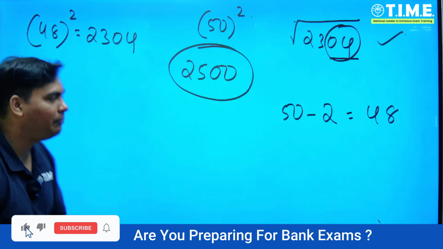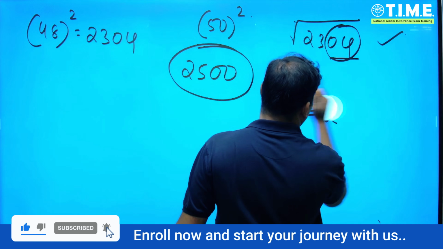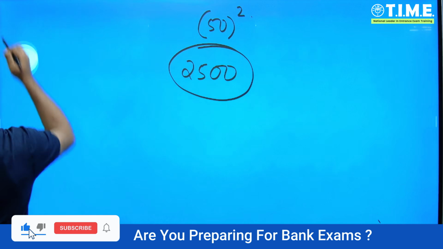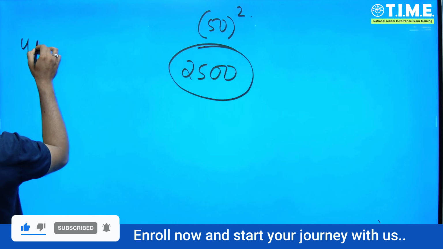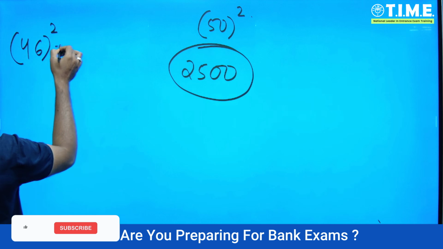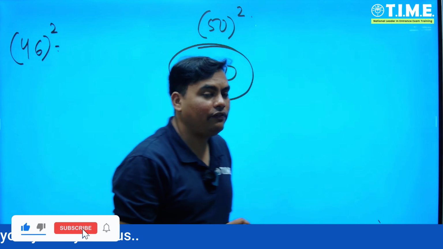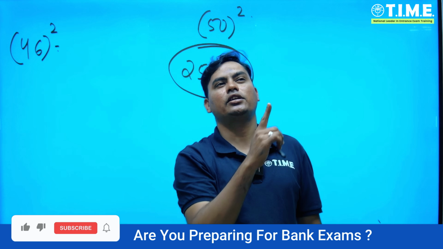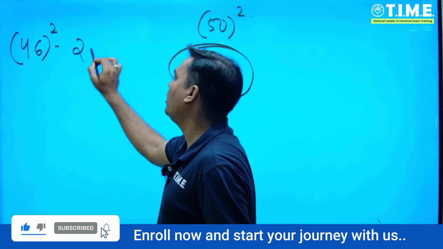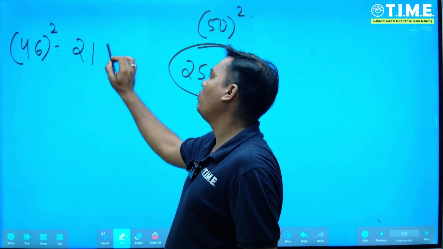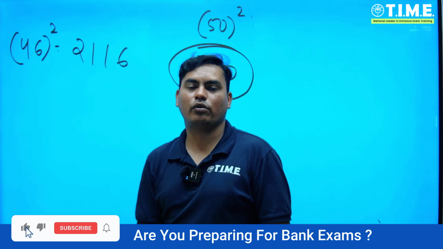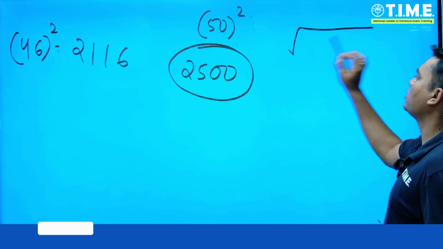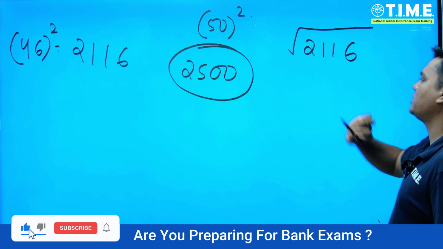Now, we'll take another number. Don't get confused. Don't be in a hurry. Come on, everyone. Now if I ask you, 46 square. Recall, everyone, 46 is less than 50 by 4. Yes, I will subtract that 4 from 25. 25 minus 4 will be 21. What is 4 square? 16. So 46 square will be 2116. Got it? Now, I will find this one: square root of 2116.